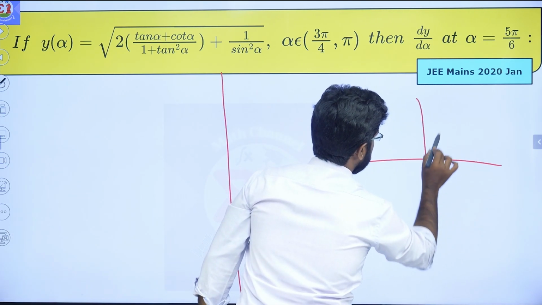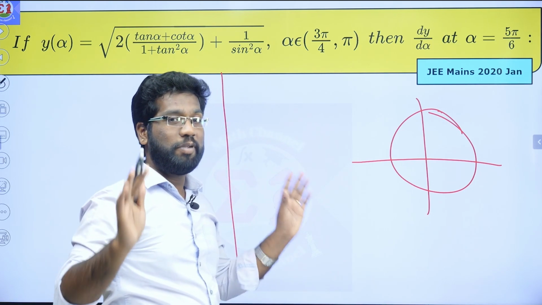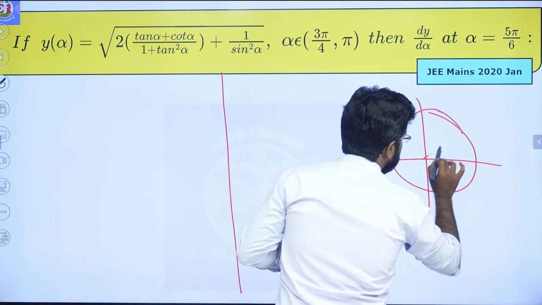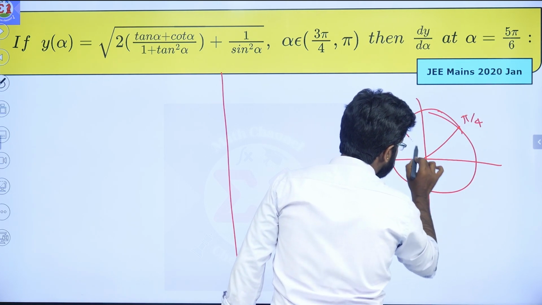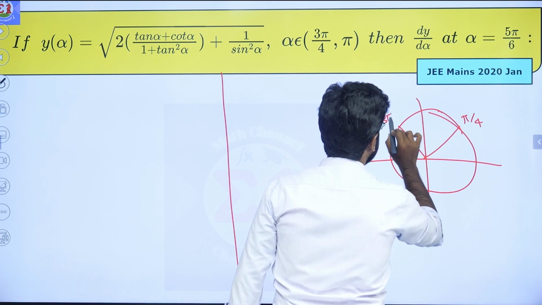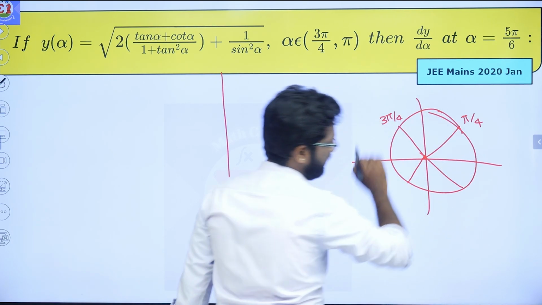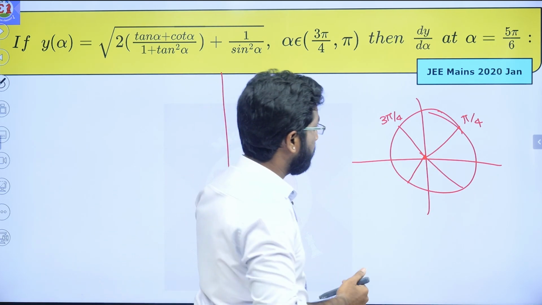So my dear students, you have to think graphically. Geometric idea is very, very important now. This is pi by 4. This is 3 pi by 4. Same way it goes like this, my dear students. This one is 5 pi by 4. This one is 7 pi by 4.